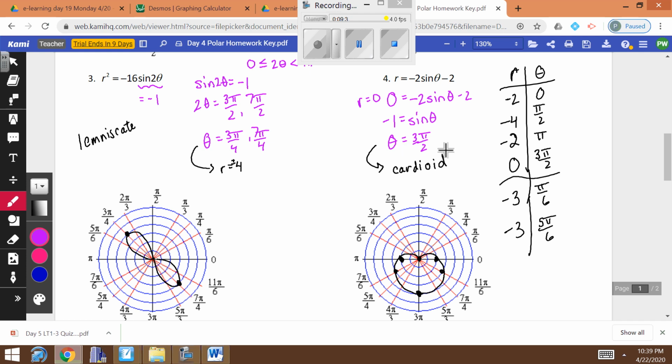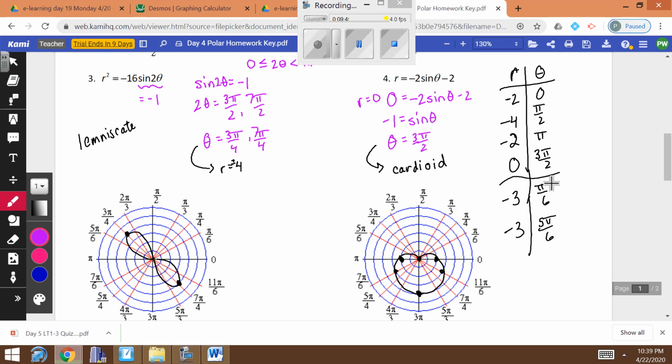So when I did that, I found that it only intersected the pole once, which told me that it was a cardioid. Okay, so we knew it was a cardioid. Then we can just start finding some values here. Find the values for theta, substitute them in, and we get our r values there.